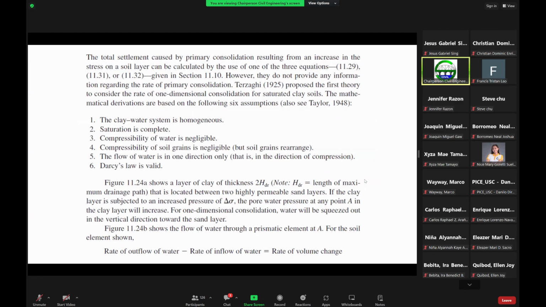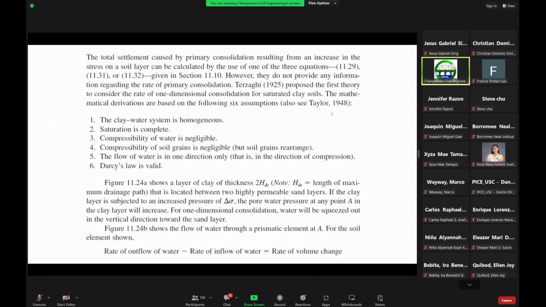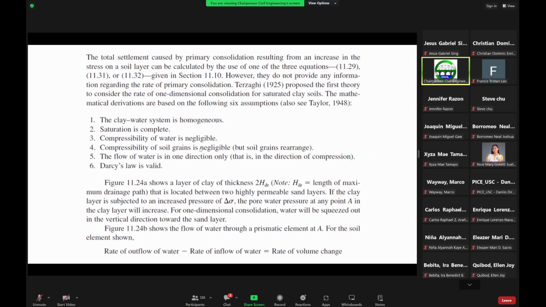The difference between these two flow rates will be equal to the rate of volume change in your clay layer. So take note, we are trying to derive the rate of primary consolidation, which is a function of time.